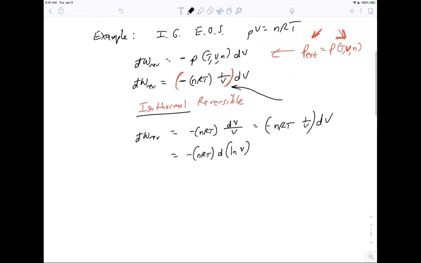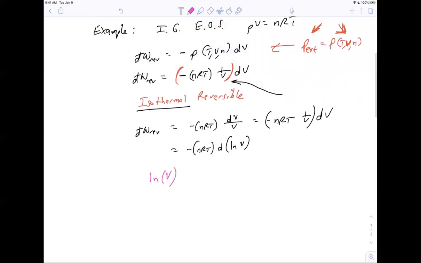And you can see that, just to refresh your memory, if your function is natural log of V, the natural log of volume, the derivative with respect to V, d natural log V dV, is just equal to 1 over V. We know that the derivative of natural log of x, d natural log of x dx, is equal to 1 over x, right?